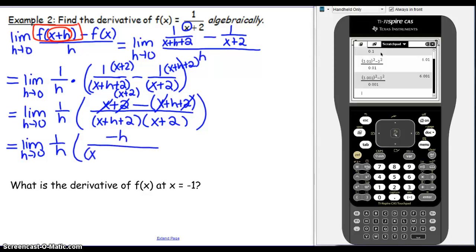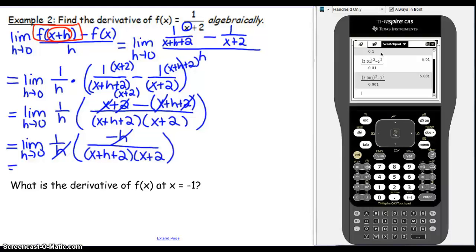Don't worry about distributing out the bottom. You can leave it alone. You don't need to multiply that out. It's a lot of extra work, and it doesn't really get you anything extra. So at this point, you can see that the h on the top of this fraction will cancel out with the h on the bottom, which again is always our goal, to get the h's to cancel out.